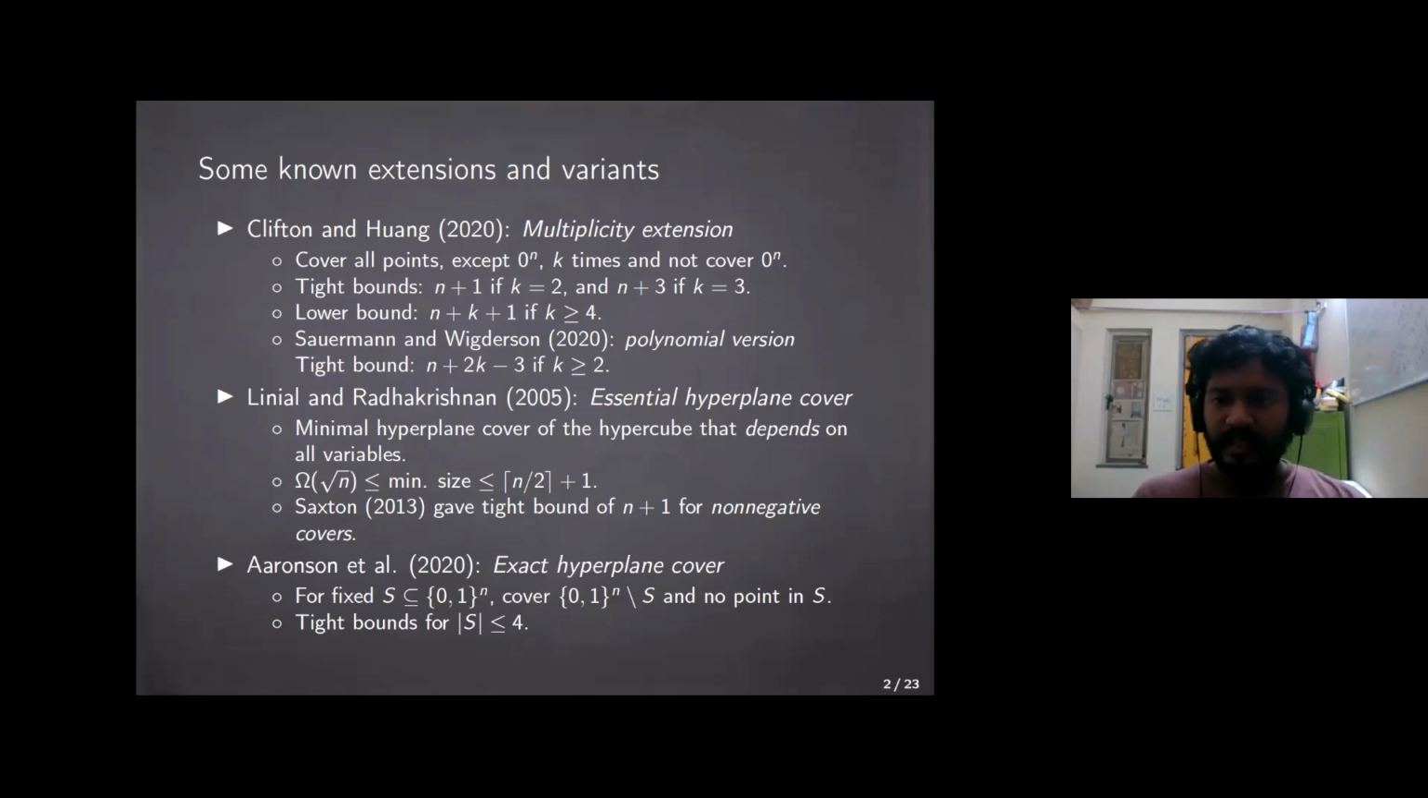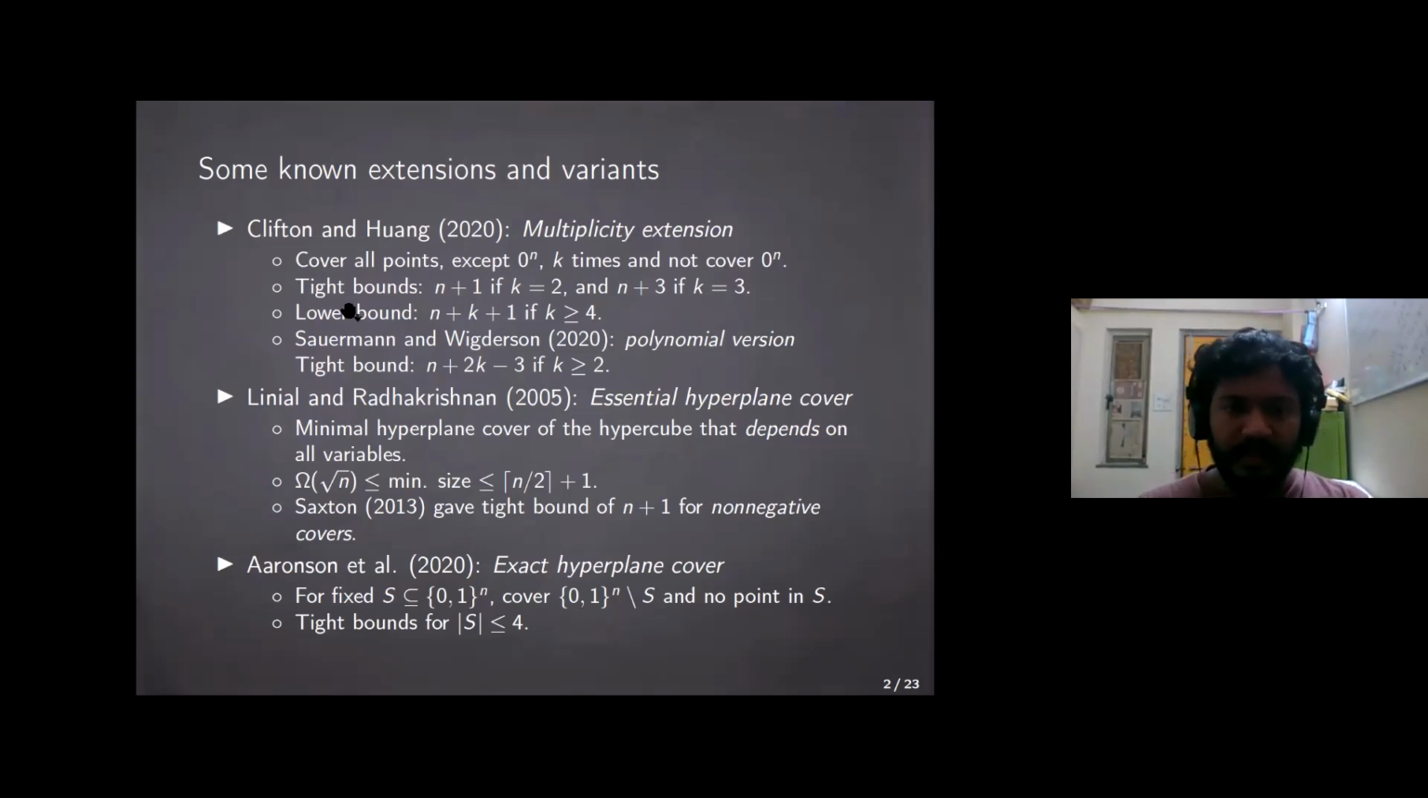And they call it an exact hyperplane cover, which is also fairly intuitive. You fix a subset and you're supposed to cover the hypercube except points in the subset. So cover every point of the hypercube except the subset. You're supposed to exclude the subset completely. So any collection of hyperplanes that covers {0,1}^n minus S and no point in S is an exact hyperplane cover for S. And they characterized tight bounds for S whenever the size of S is at most 4 and gave asymptotic bounds in the general case.